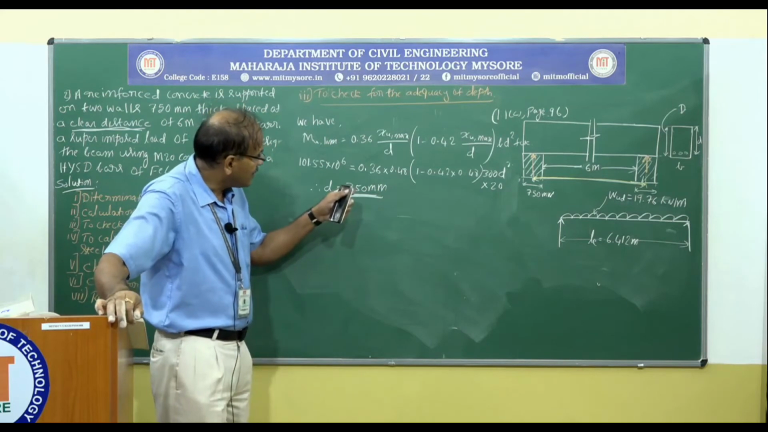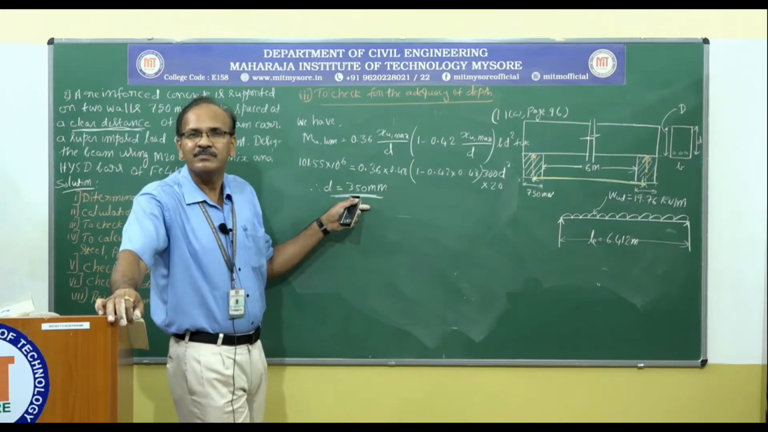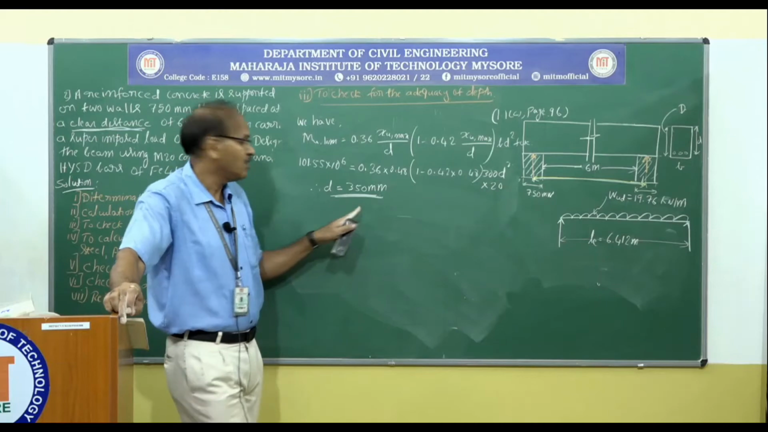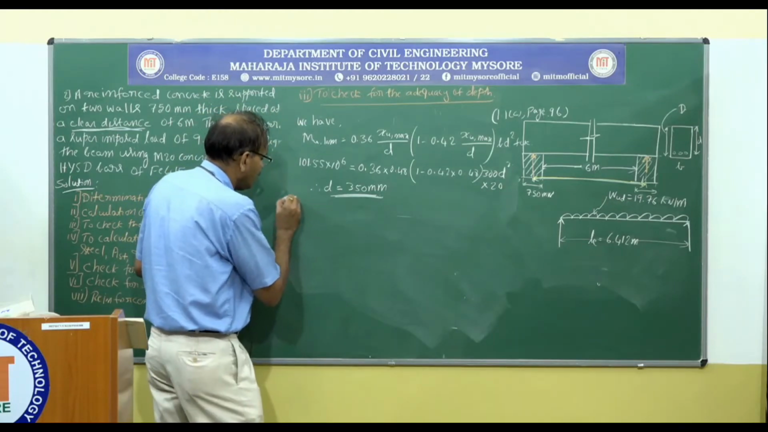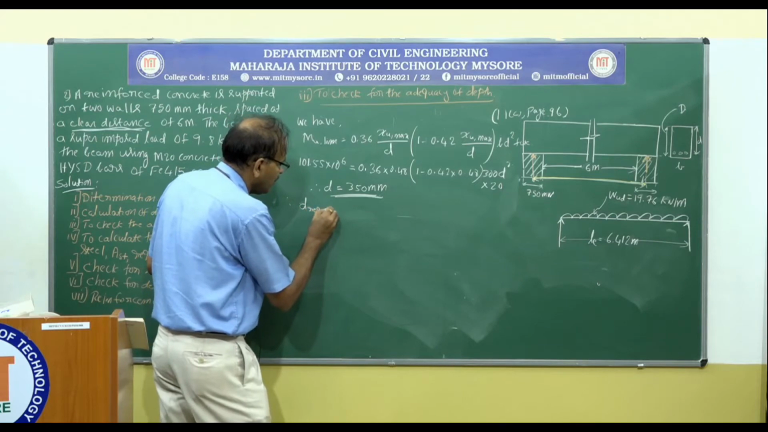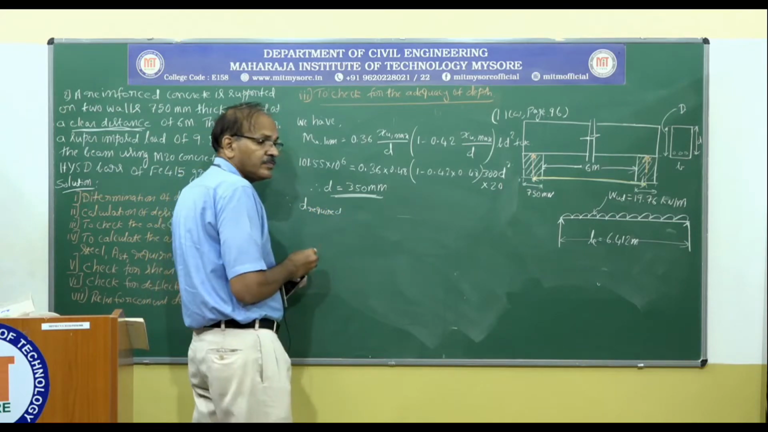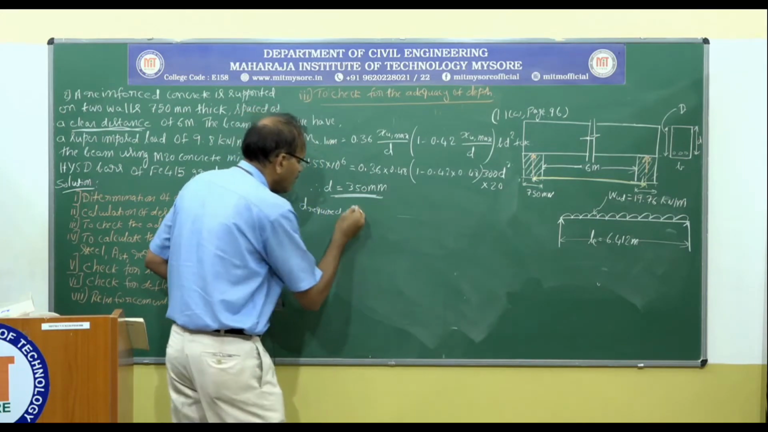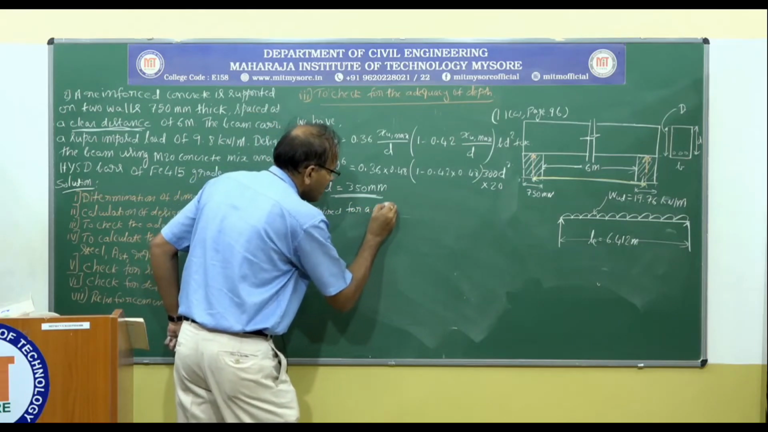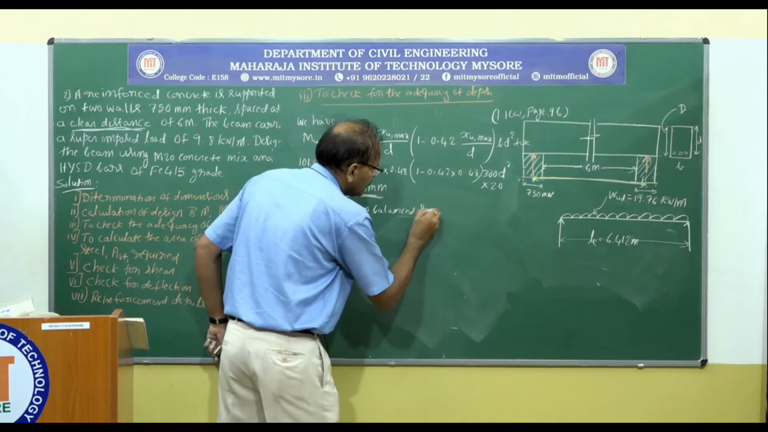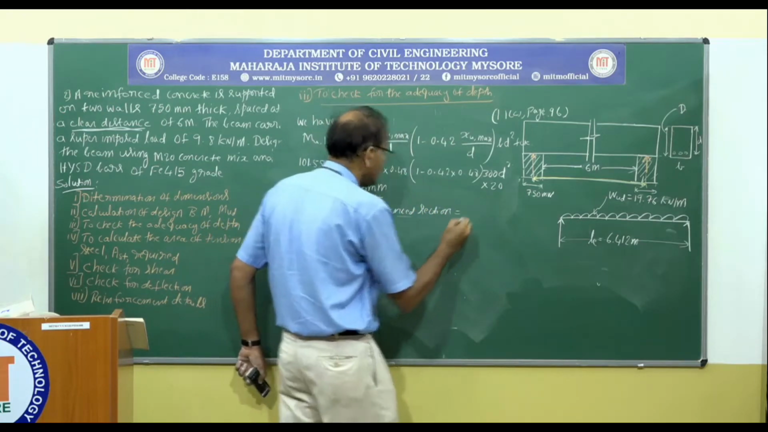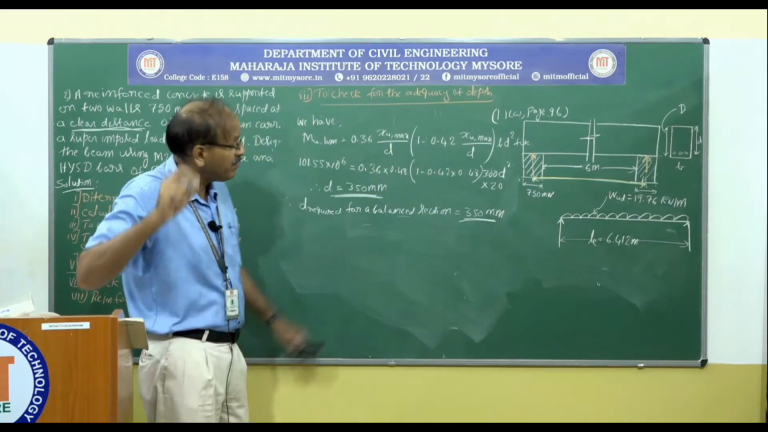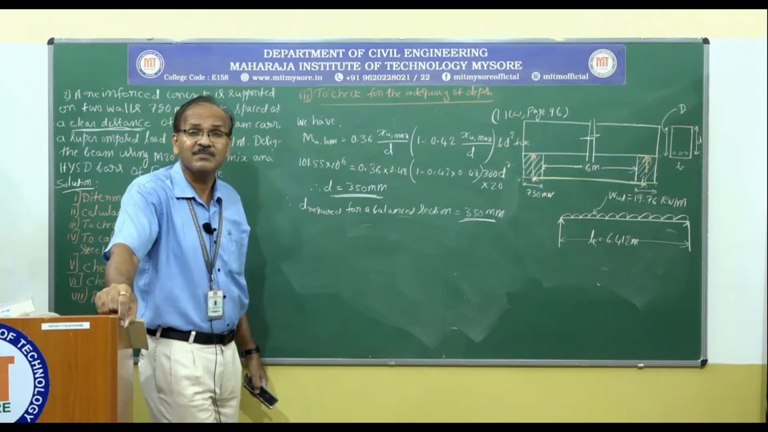So that is the depth required, 350 millimeter is the depth required for a balanced section. So therefore D required for a balanced section equal to 350 millimeter. Minimum effective depth we have to provide is 350 millimeter.